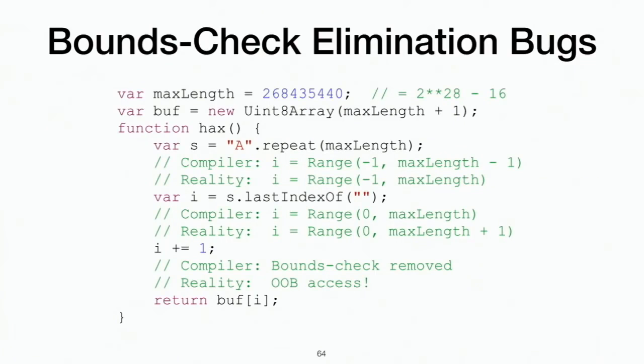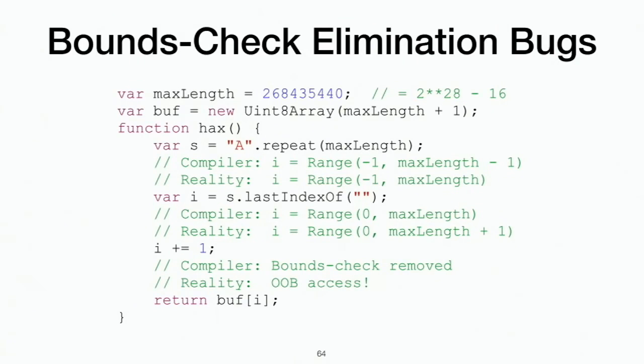So you start with a string of maximum length in this function that's being compiled. Then you do lastIndexOf with an empty string. At that point, the compiler thinks the output will be between -1 and the maximum length -1, but it can actually be between -1 and maximum length. So then you add 1 just to get rid of the -1.